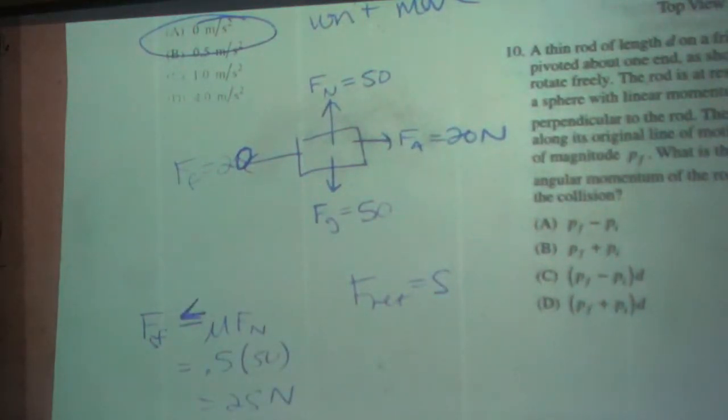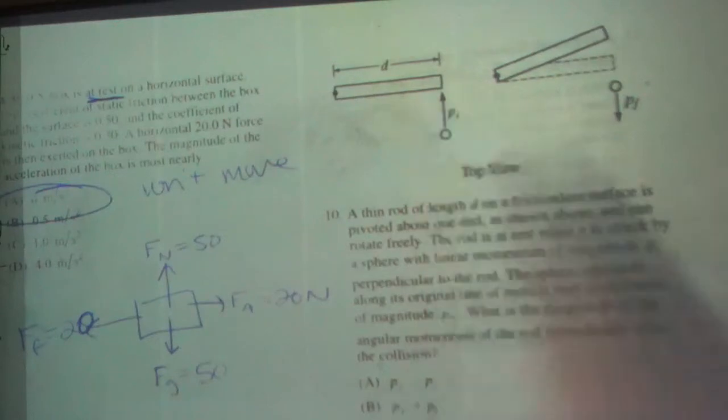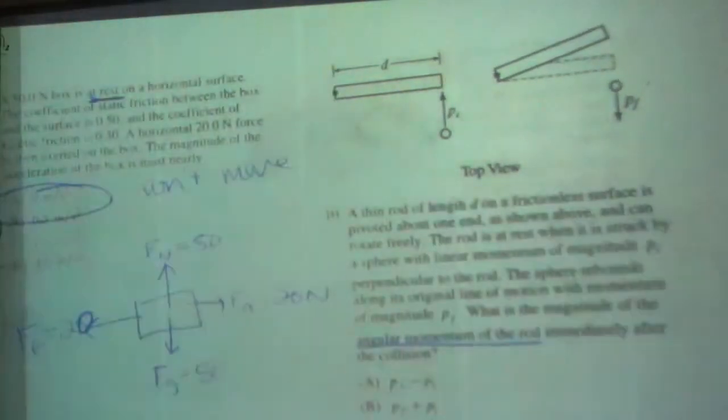Number 10, a thin rod of length d is on a frictionless surface, pivoted about one end. As shown, it can rotate freely. The rod is at rest when it is struck by a sphere with linear momentum of magnitude p_i, like initial momentum, perpendicular to the rod. The sphere rebounds along its original line of motion with momentum of magnitude p_f. What is the magnitude of the angular momentum of the rod immediately after the collision?